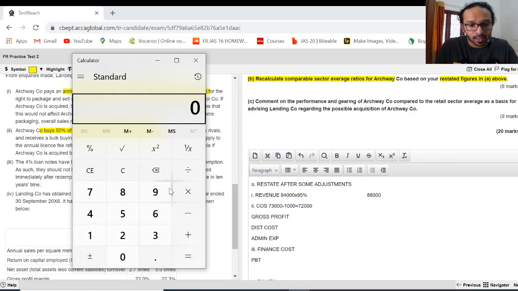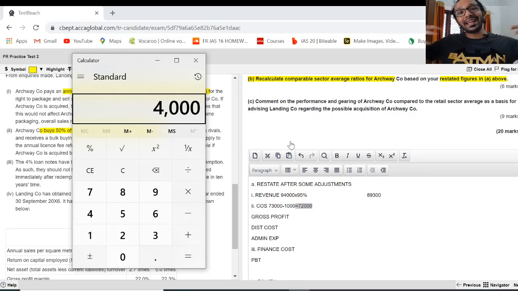I'll tell you again, the cost of sales of Archway is 72,000. Out of which half is purchased from Cardol, and Cardol is giving a discount of 10%. So let us see how much is the discount. Now this 36,000 is a discounted figure. It is expressed in 90%. So into 10 divided by 90. So the discount which Archway gets because they are purchasing from Cardol is 4,000.